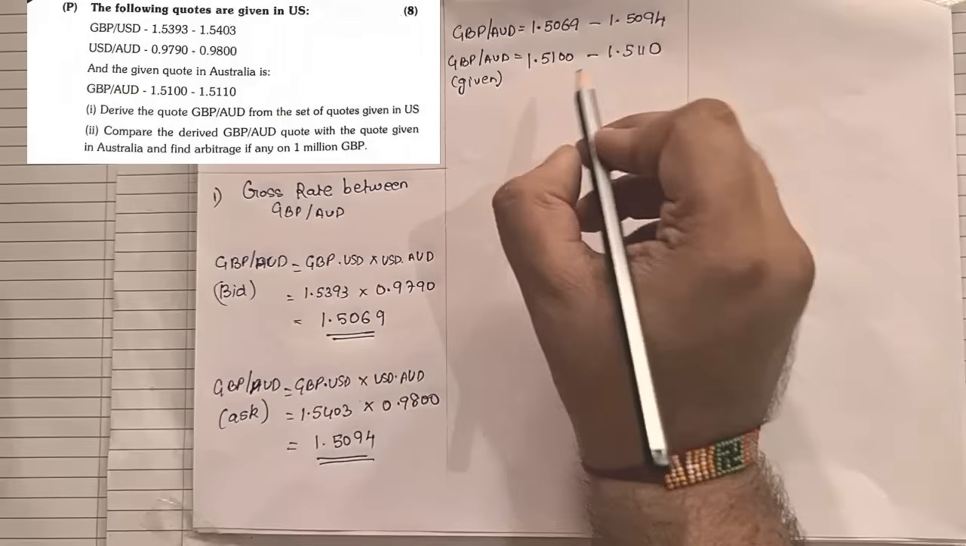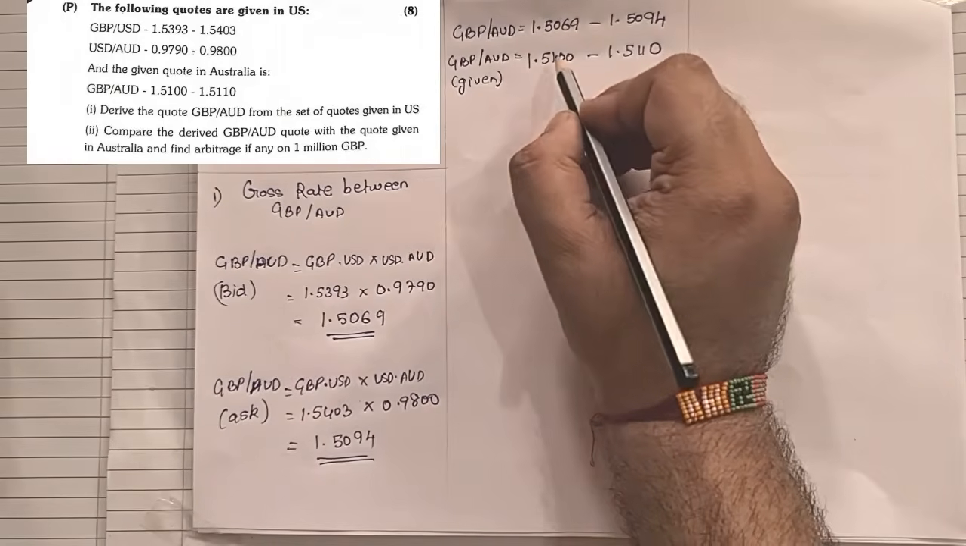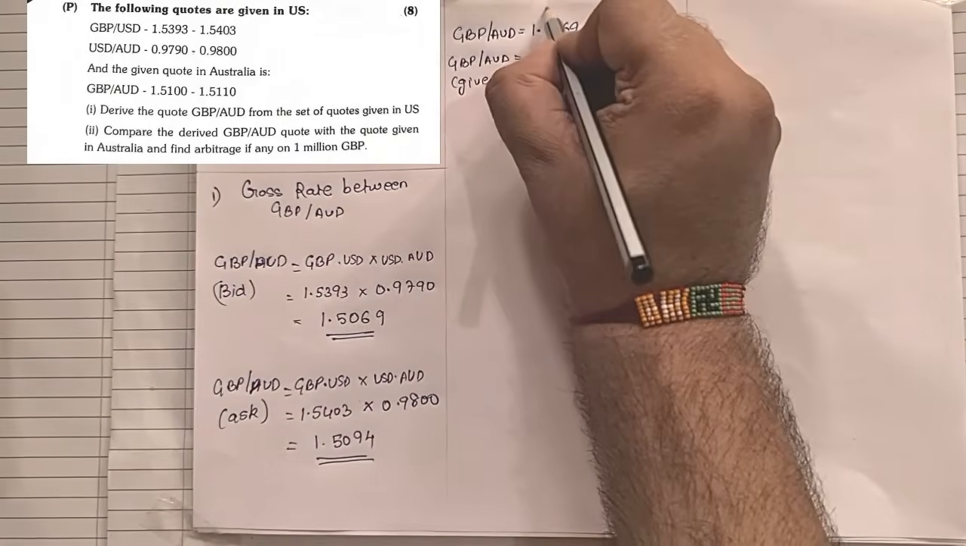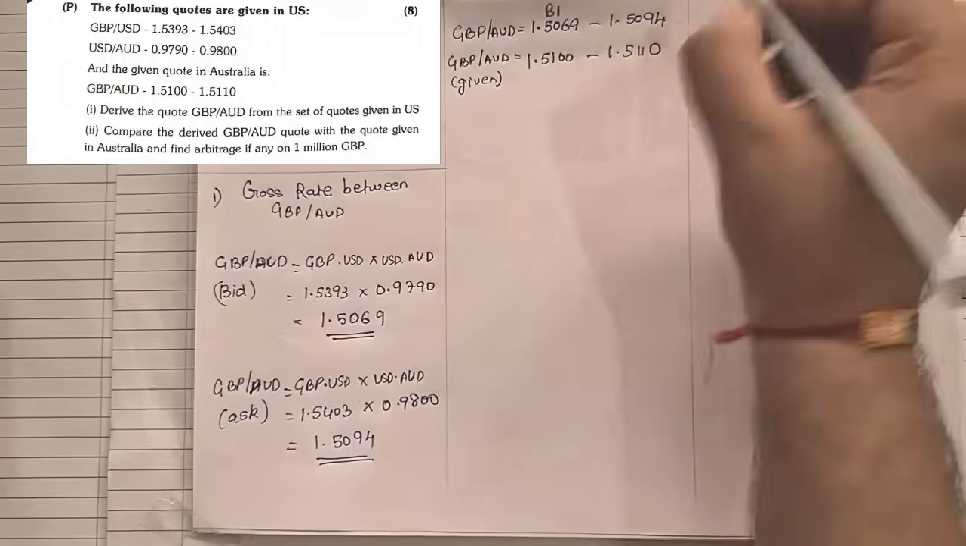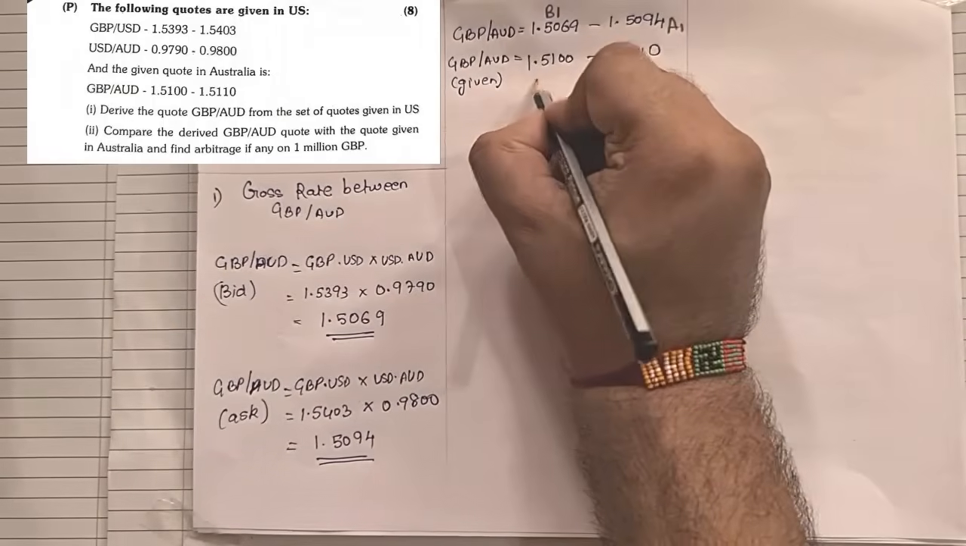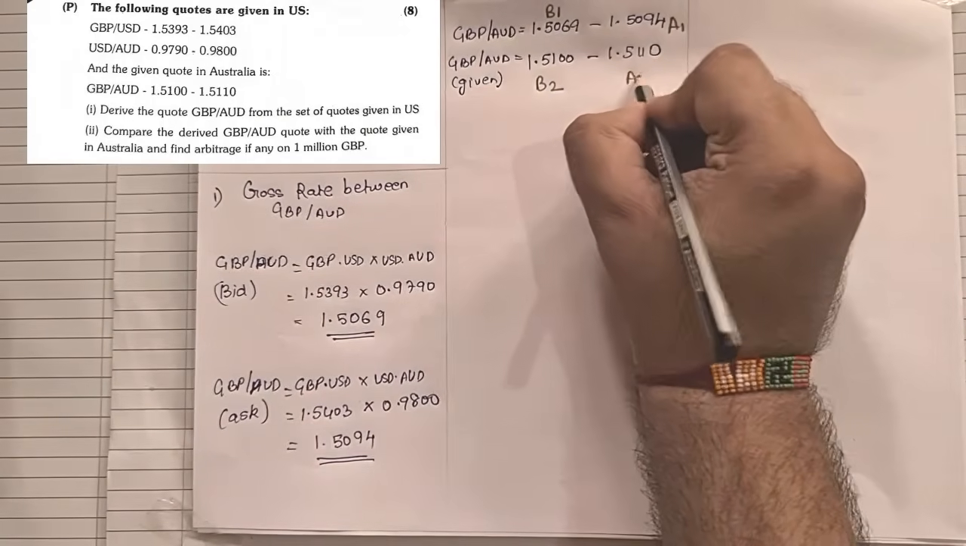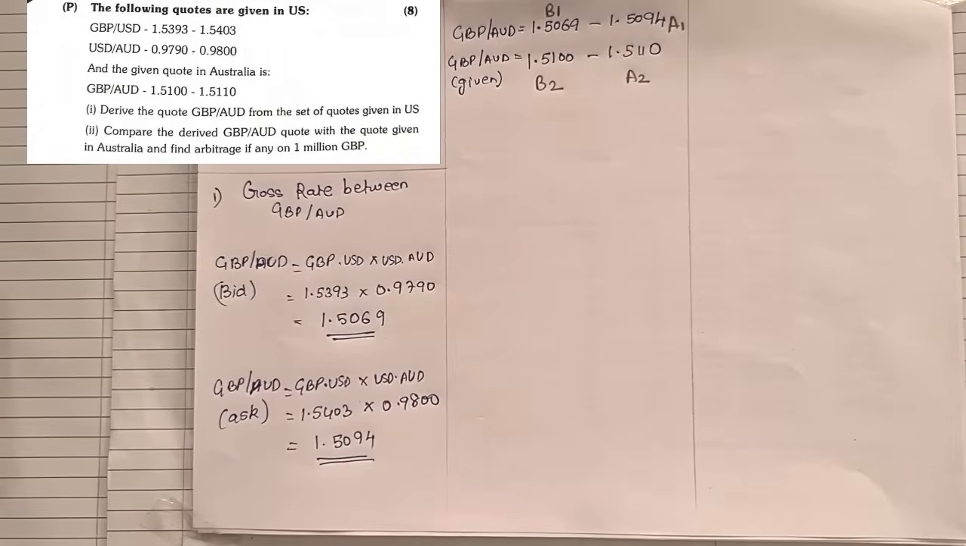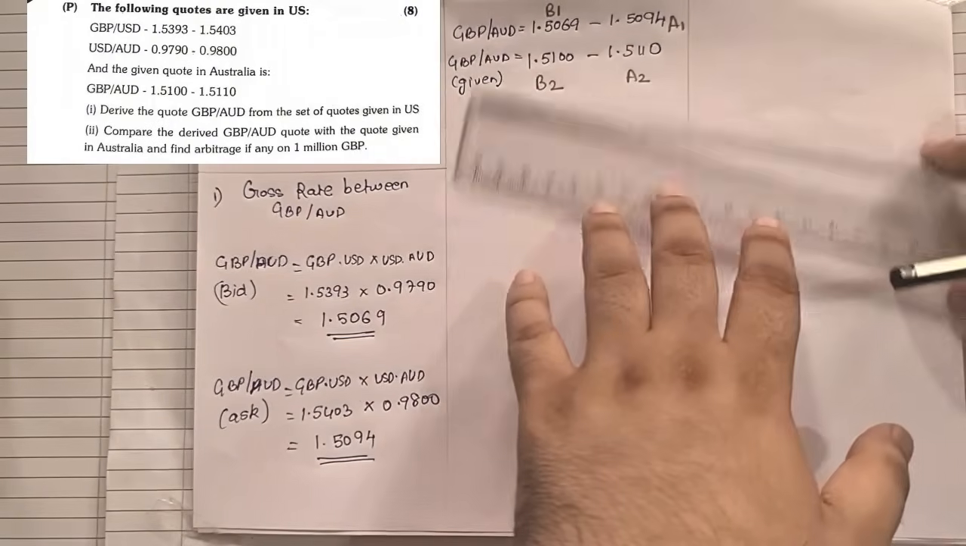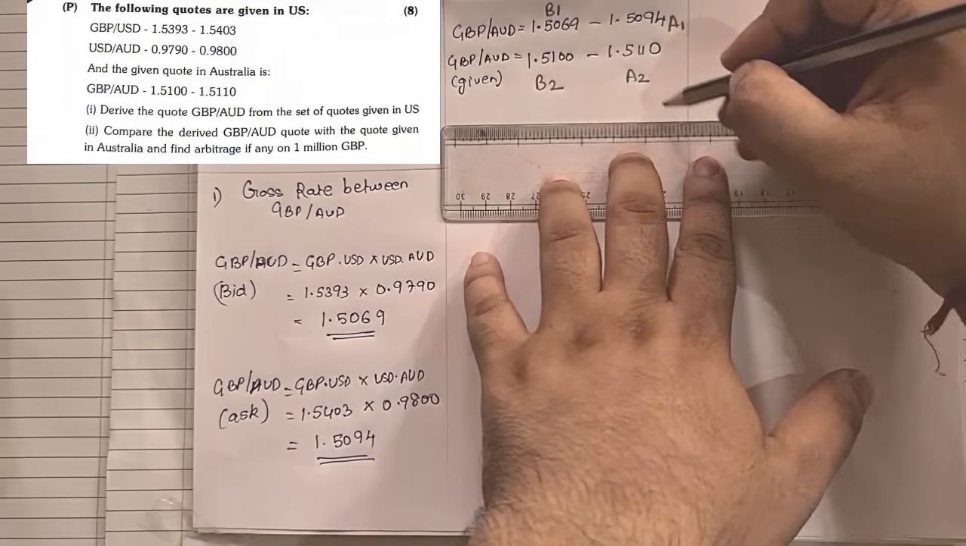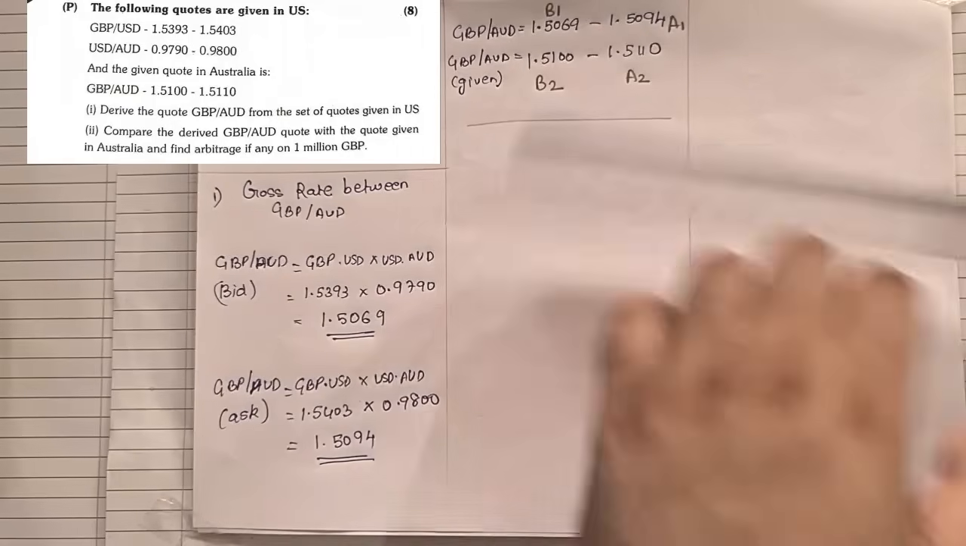So now the rule is very simple. From these four values, check in the bid rate whichever is the lowest bid rate. Okay, this is the lowest bid rate, so I'll name this as B1. This will become A1, this will become B2, and this will become A2. Now we make a number line. Okay, we draw a number line here, just to check if there is an arbitrage opportunity or not.